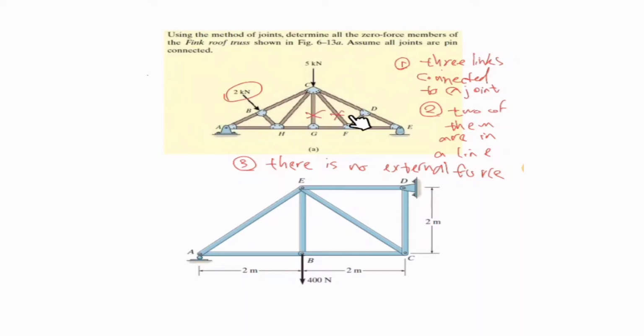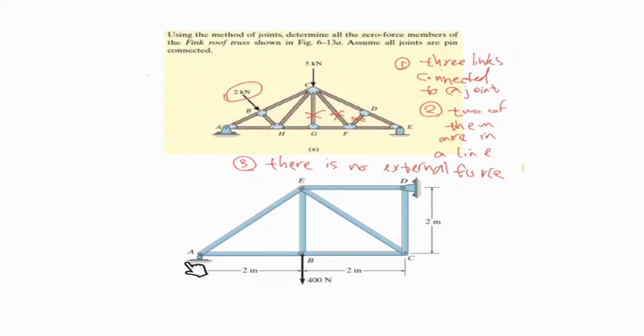Then this structure could be simplified by removing these 3 links, and you can solve it with ignoring these 3 links, meaning that it could be much simpler than in the case that you consider every link like these ones. Okay, let's go to another example here.